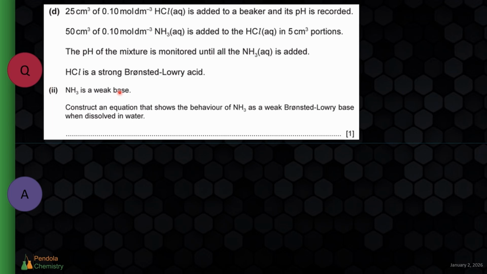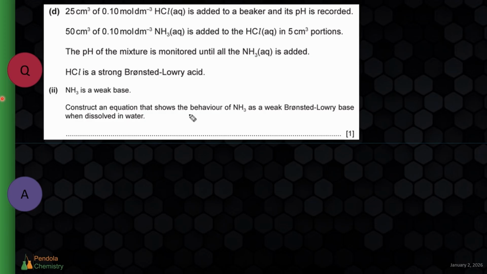NH3 is a weak base. Okay, so that's good to know. We know that NH3 is a weak base. They had told us HCl is a strong acid. Construct an equation that shows the behavior of NH3 as a weak Brønsted-Lowry base when dissolved in water. So what they're asking us to do here is essentially to draw up the dissociation reaction for NH3, which is a weak base. So a few things we need to consider here.